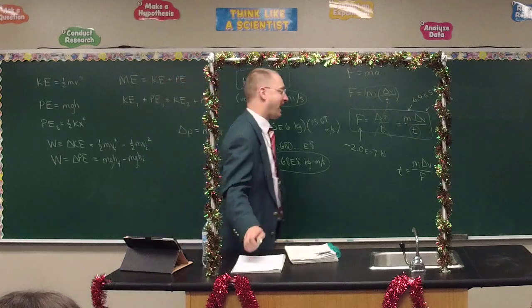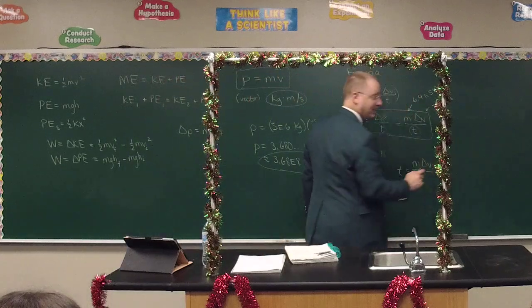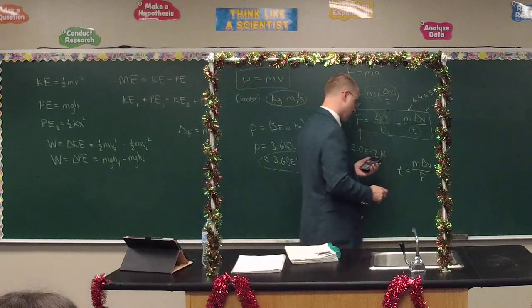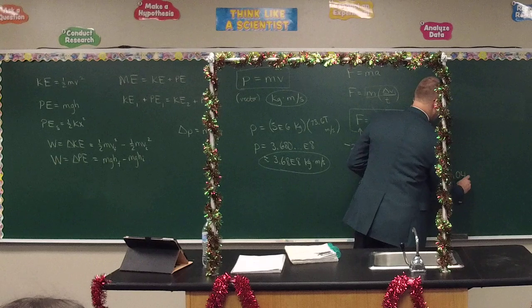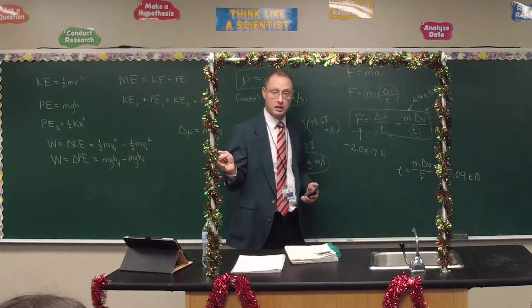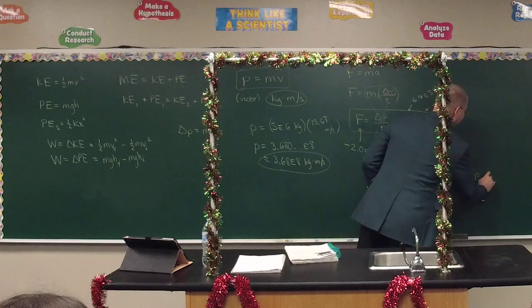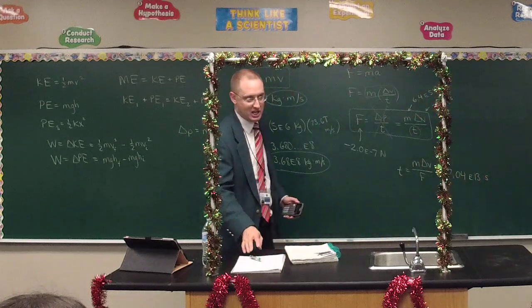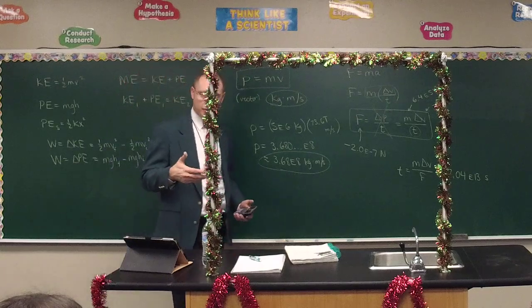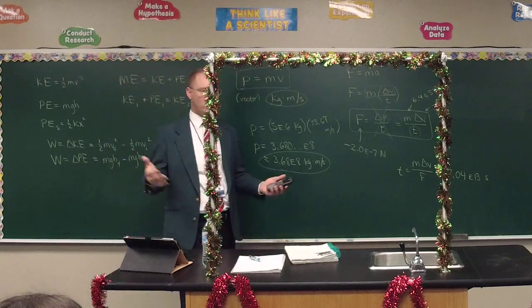And how much time will it take this fly to stop this train? 7.04 E13. That actually comes out exact. 7.04 E13, and time is always measured in seconds. Well, we can't even fathom E13. I mean, E12 is billions. I mean, this is 70,400,000,000,000 seconds. What in the world is that?